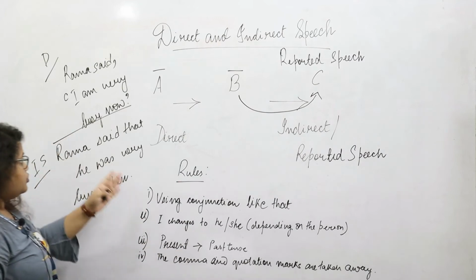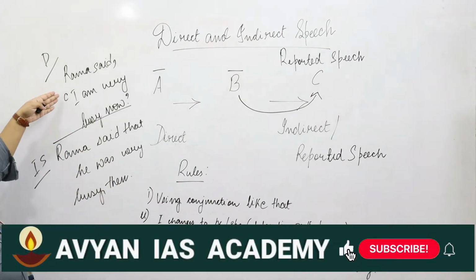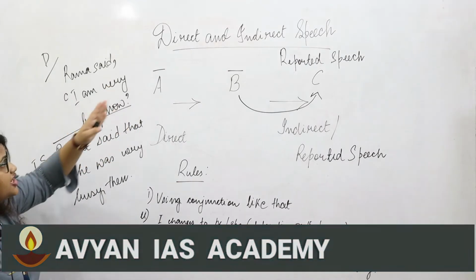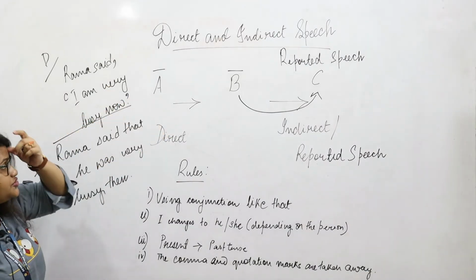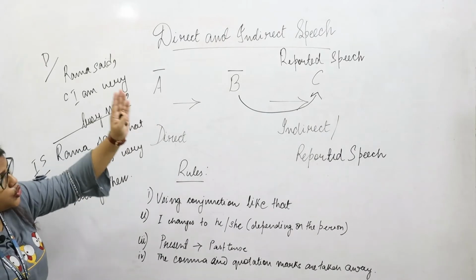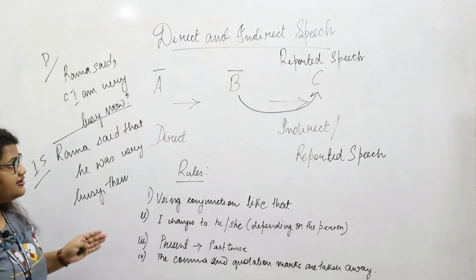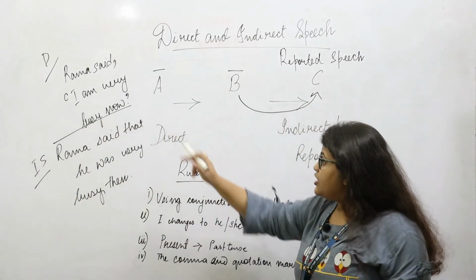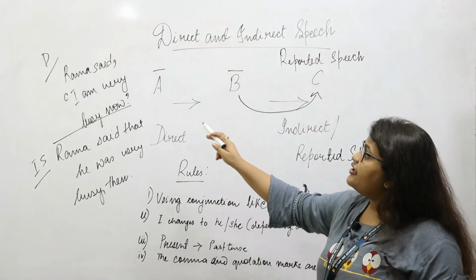We are taking away the quotation marks, because Ram is no longer speaking directly to the last or the third person. There is an intermediary B who reports that to C. In direct and indirect speech, there is always an intermediary who is speaking in between. So as you can see, Ram said, "I am very busy now."